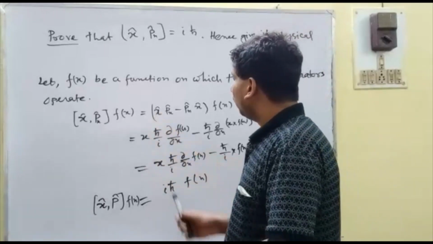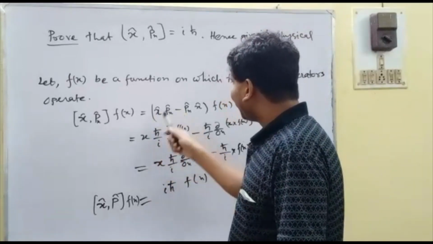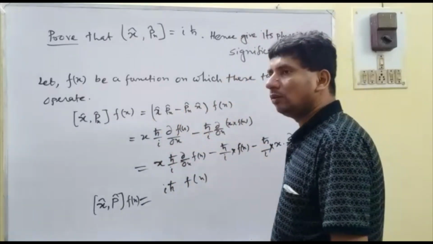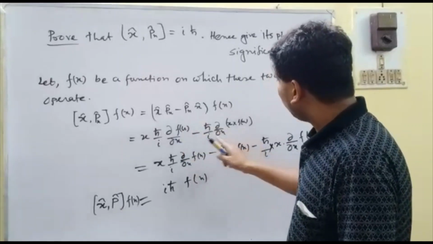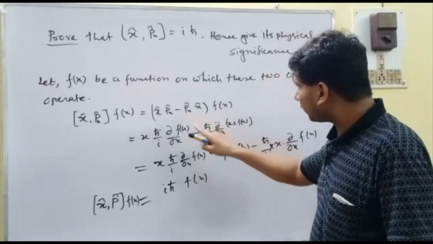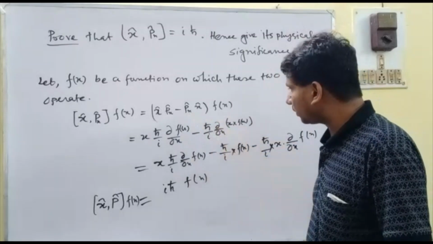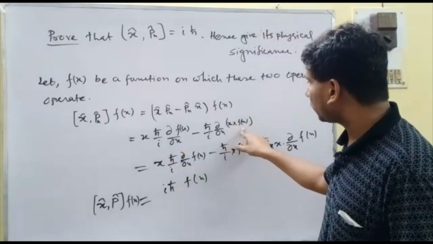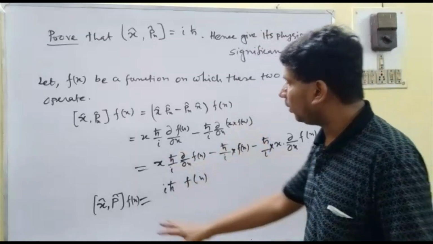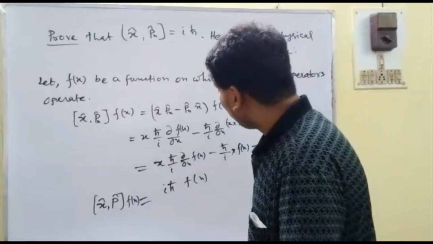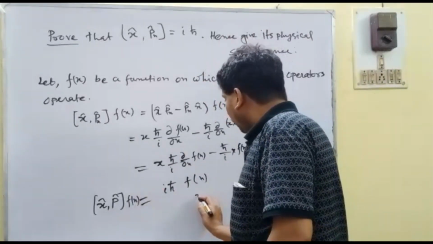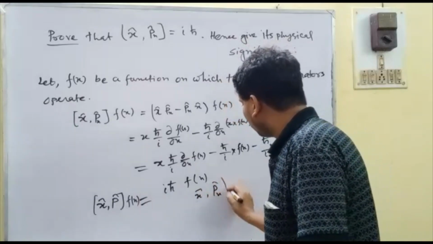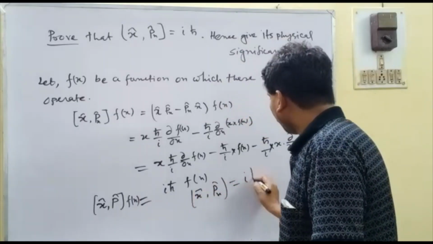What happened? The operator p_x is equal to a squared by i del x on the function f(x). In this way, with the two functions x and f(x), we extend it and we can get it. Hence from the equation, x cap p cap commutator equals i a squared.